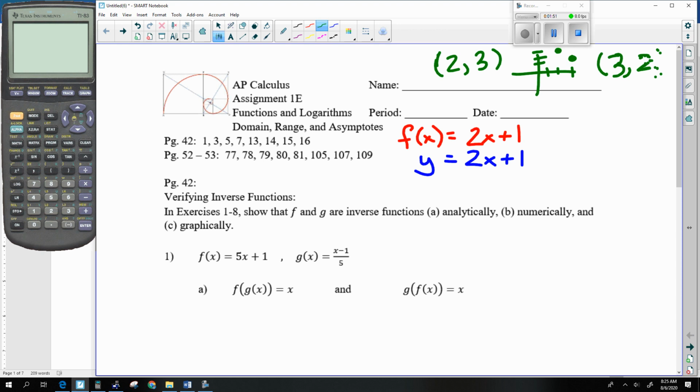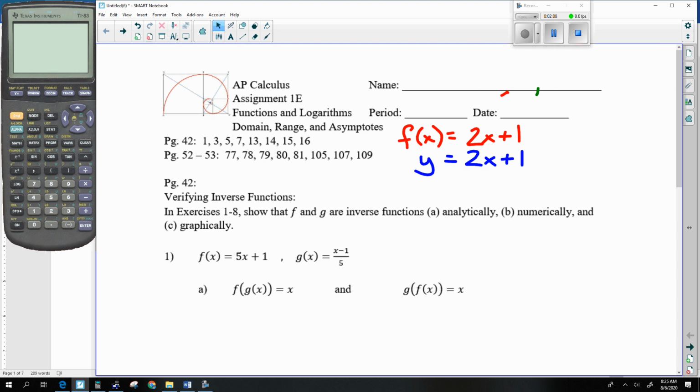What you'll notice is it will be symmetrical about the line y is equal to x. So it's symmetrical about a 45 degree line.